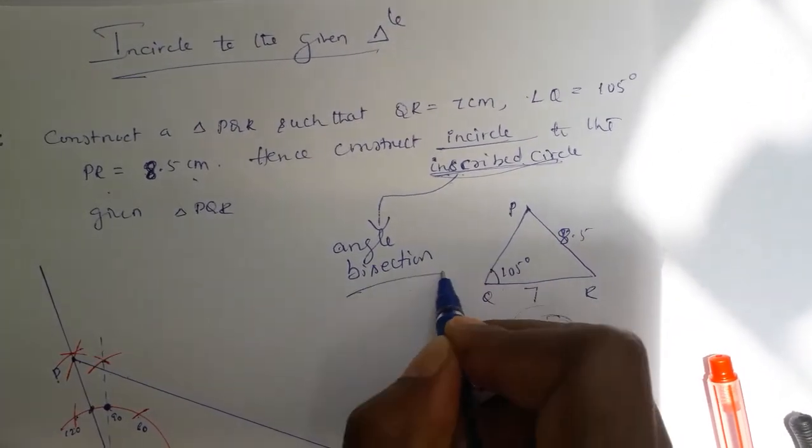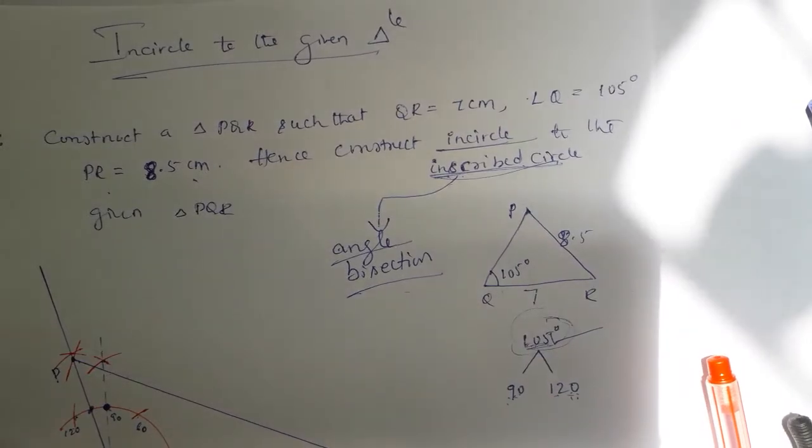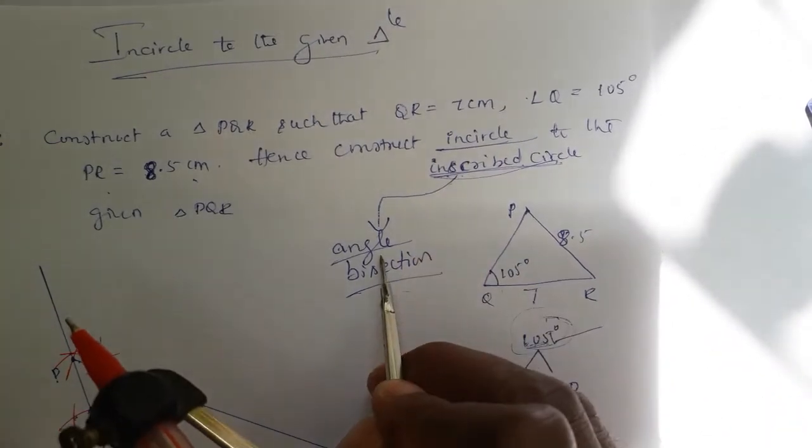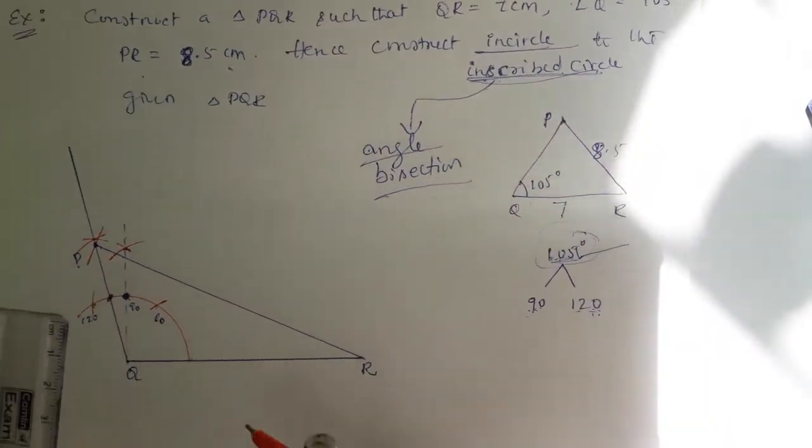See, these two, perpendicular bisection and angle bisection, we have learnt in the loci chapter. So if you remember, that is good. Angle bisection, how to do? Remember, for incircle, angle bisection; for circumcircle, perpendicular bisection.